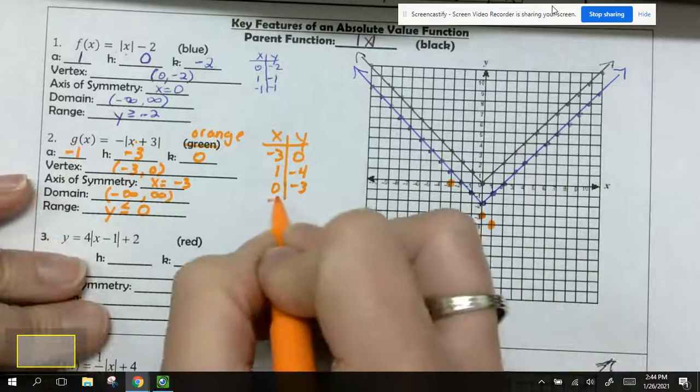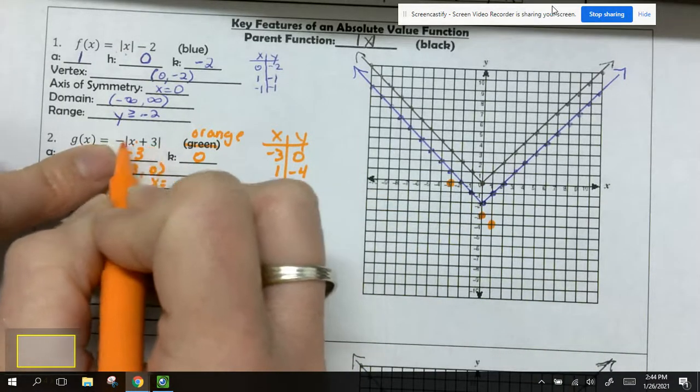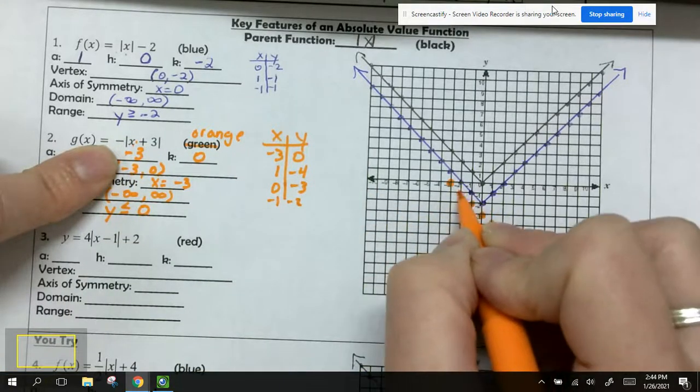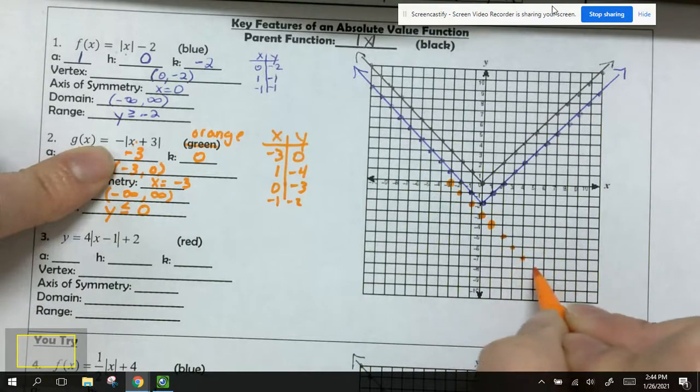Okay, what if I put in negative 1? Negative 1 plus 3 is 2, and then the negative would make that negative 2. So can y'all see what this is doing? It's going up by 1s. So that means it's going to go down this way by 1s.